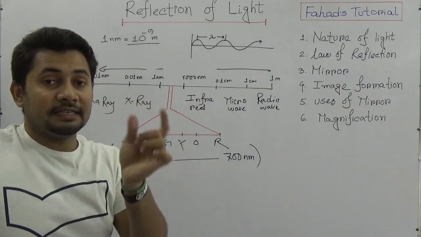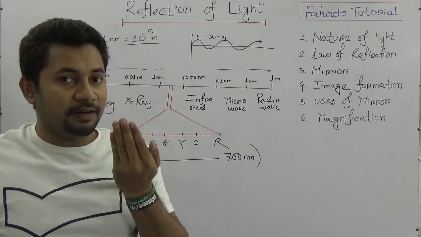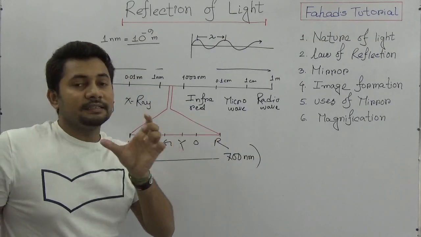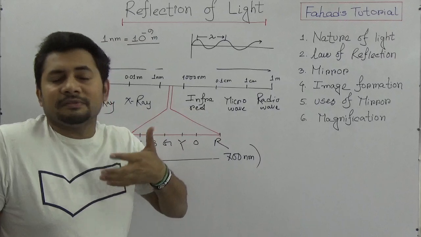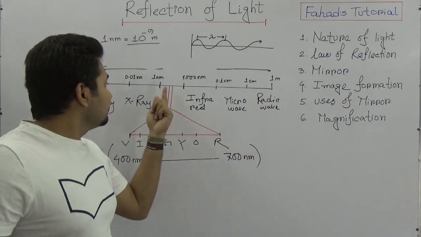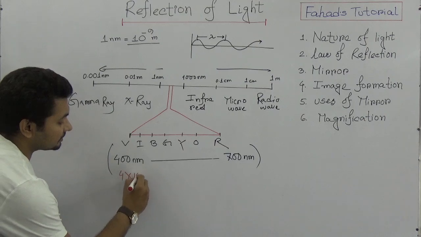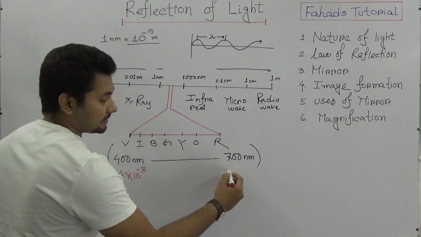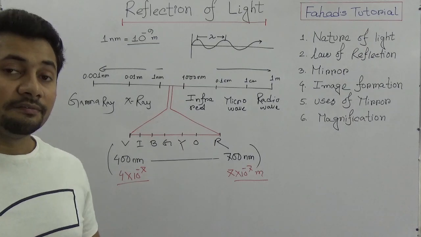So when the wavelength of light is 400 nanometer, we see violet. And when it crosses 700 nanometer, it's infrared. The infrared wave, microwave, even radio wave, we cannot see, because the wavelength is huge. You see, the wavelength is nearly 1 meter, but we can see only 400 nanometer. That means 400 nanometer is 4 times 10 to the power minus 7 meter, because 400 times 10 to the power minus 9 is equal to this. And 700 nanometer is 7 times 10 to the power minus 7 meter. So this is the wavelength that we can see, and this is our visual spectrum.